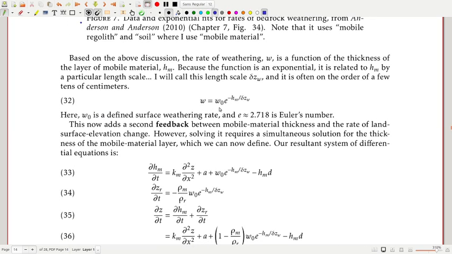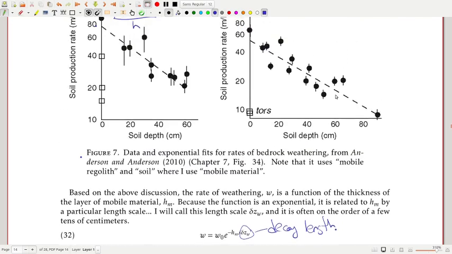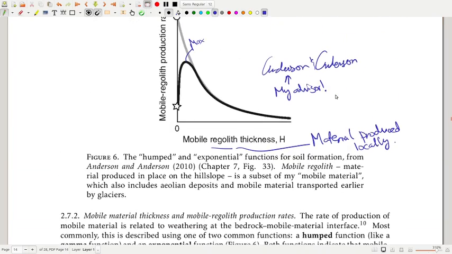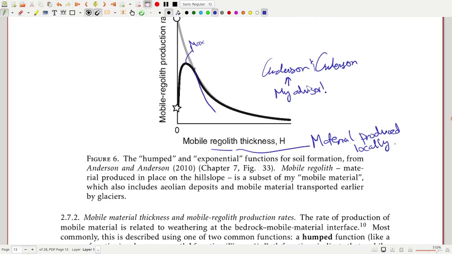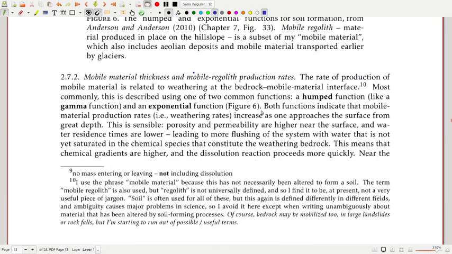So weathering rate is going to be equal to some W naught. So this is the surface weathering rate. E is Euler's number, like for an exponential function. And this is the thickness of mobile material over some length scale, delta Z, and so this is our decay length. And if you're familiar with something like a half-life for radioactive decay, it's the exact same idea. It's just saying, does this function up here crash down really suddenly, or does it actually take a very, very long time to decay?